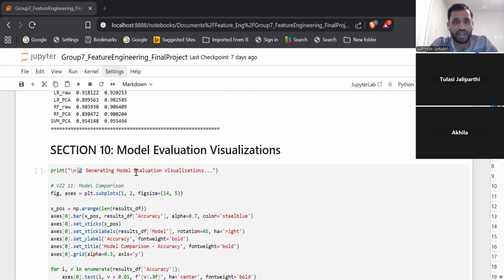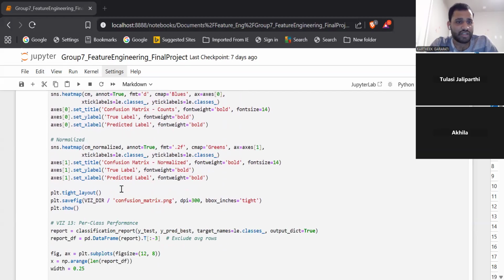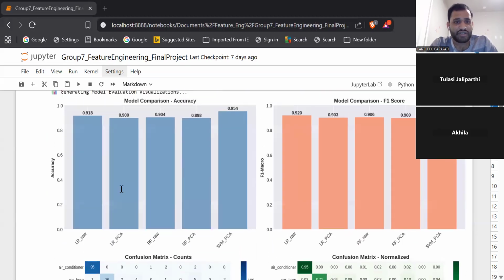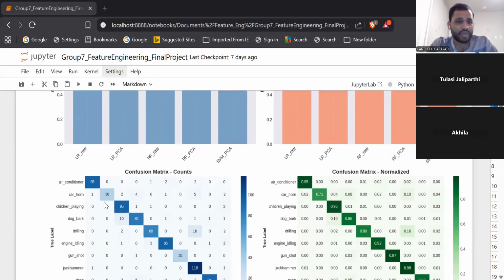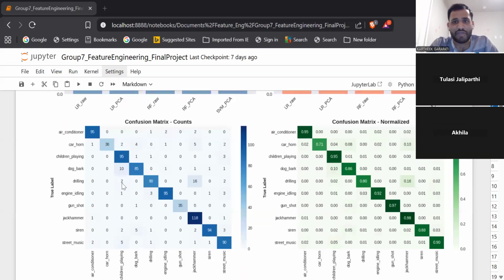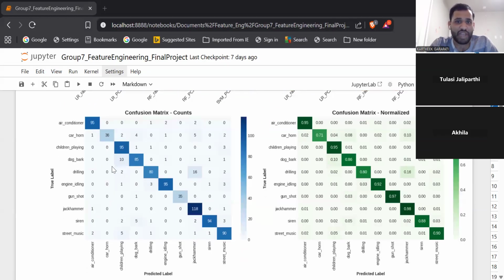Coming to section 10, these are the other visualizations for evaluation. Visualization 11 compares models, and SVM PCA dominates here. Visualization 12, the confusion matrix, shows the main errors: children playing misclassified as street music, 8%, as both have complex spectral patterns. Dog bark achieves 98% precision from distinctive transients.